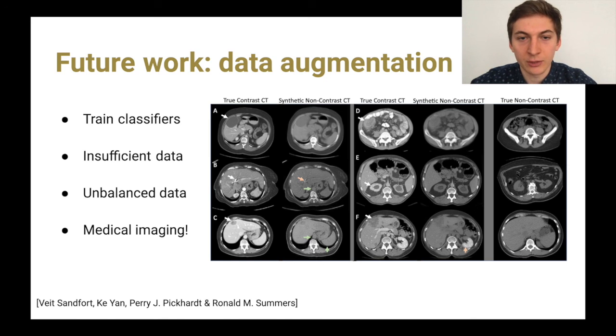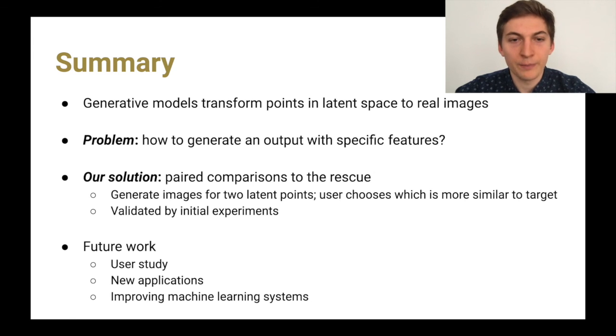We could train a generator using both contrast and non-contrast images and then use our framework to find a region of latent space corresponding to non-contrast images with known aneurysms and use those synthetic images to train the model. Now, let's summarize the work we've covered in this presentation.